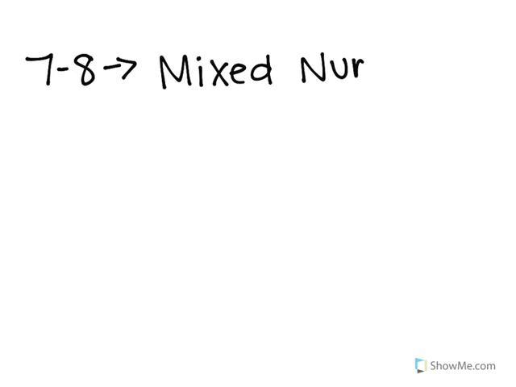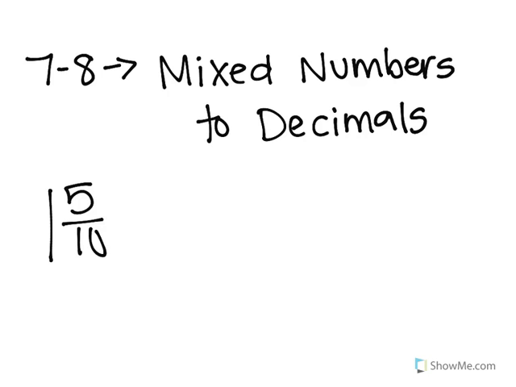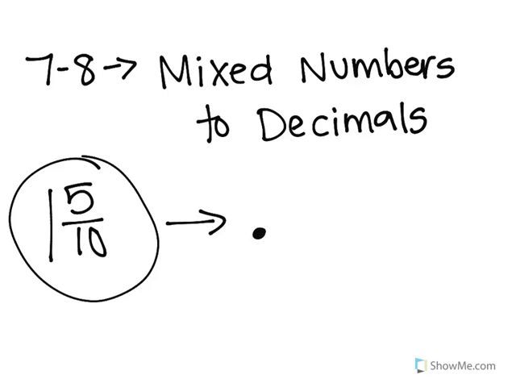Okay, boys and girls, so right now we're going to work on 7-8 and we're going to work on converting mixed numbers to decimals. And remember, a mixed number is when I have a whole number and a fraction. And I want to be able to turn this into a decimal, using my decimal point instead of a fraction. So we're going to learn that today.